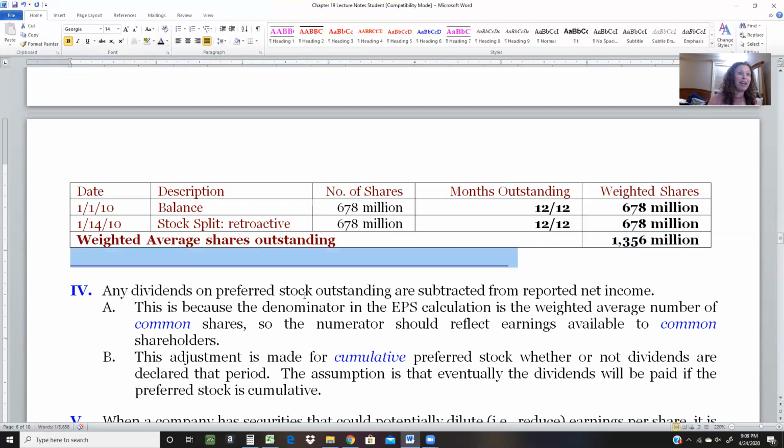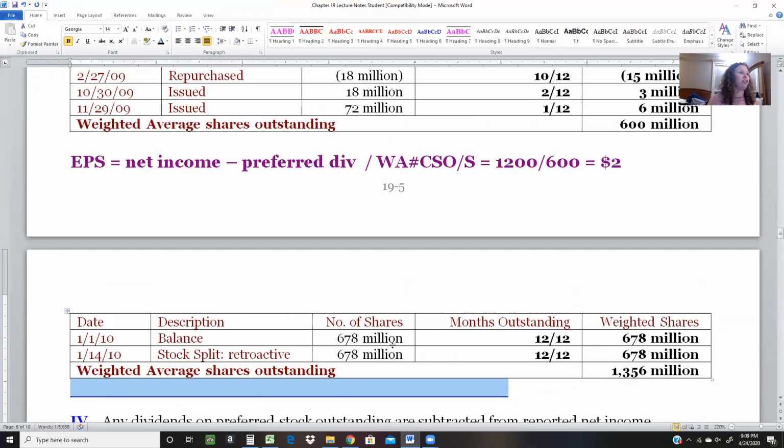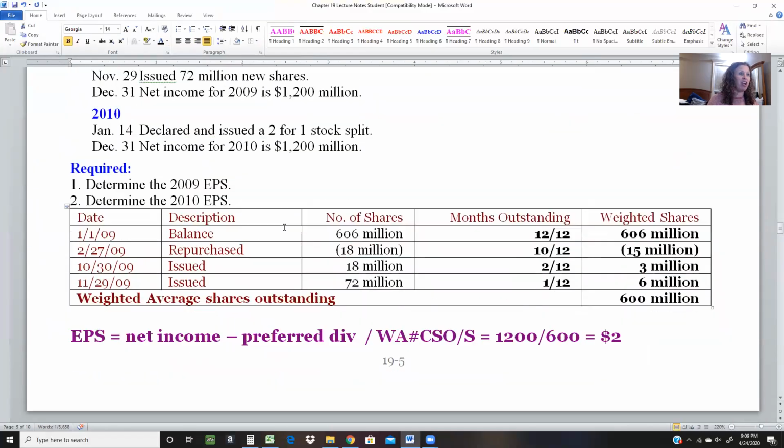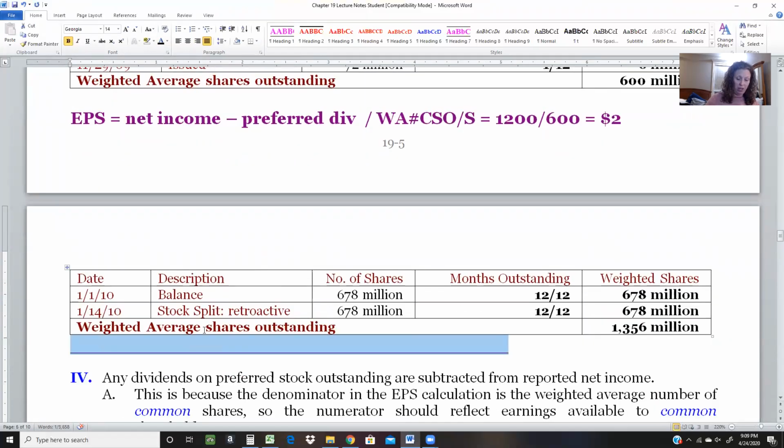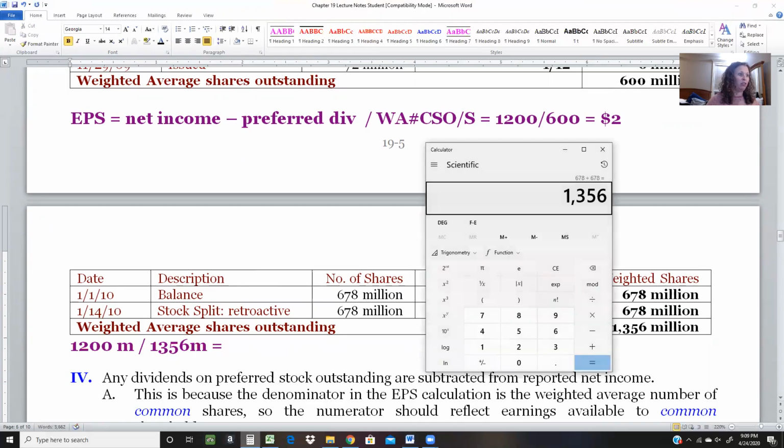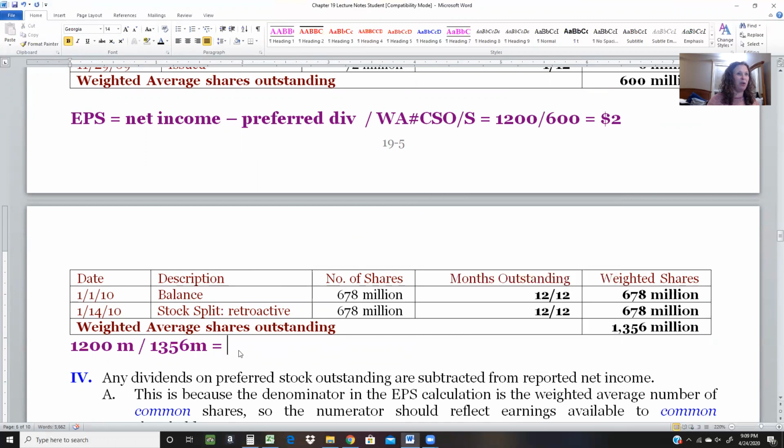So because there's twice as many shares out there in the market, that's going to really affect our earnings per share. Your earnings per share is going to be the net income of 1,200 million divided by 1,356 million shares. So 1,200 divided by 1,356, our earnings per share now is only 88 cents.